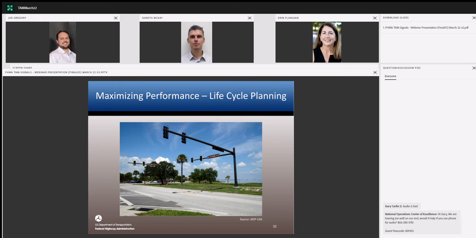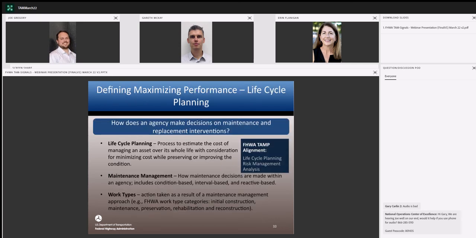The next step is maximizing that performance. So we know about the assets that we have, we start thinking about the performance that we're achieving. And now we want to look at life cycle planning. So life cycle planning is understanding the cost of managing an asset over its whole life and looking at ways we can minimize that cost.